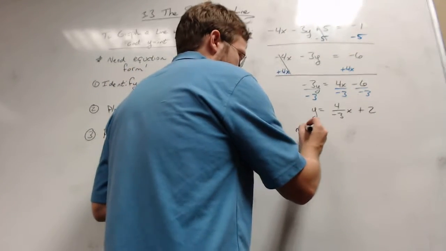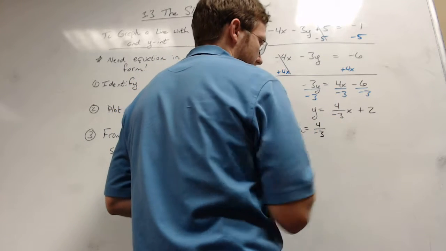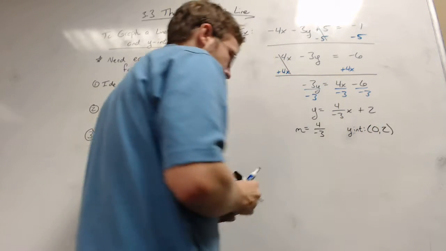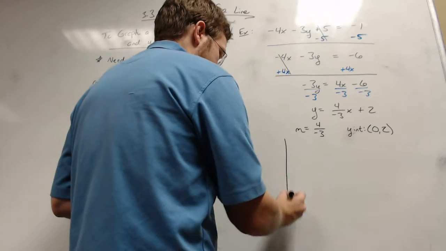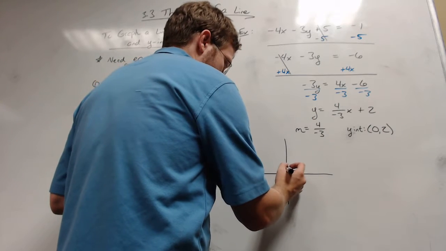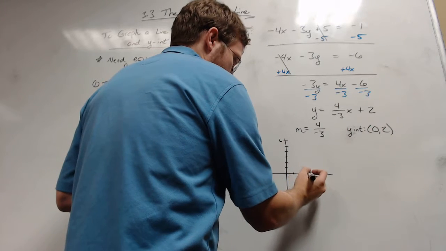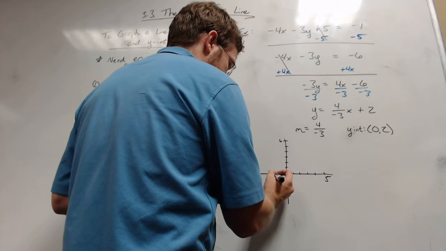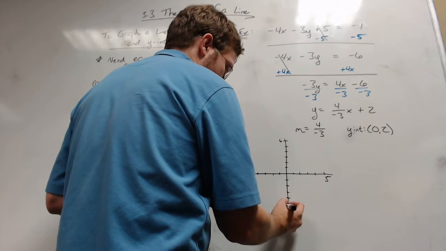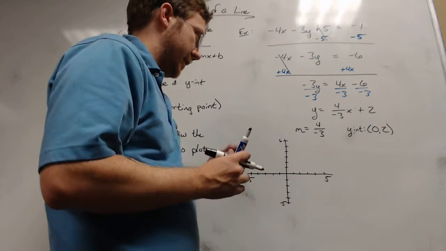Okay, I'm still going to identify what my slope and y-intercept are. They're my slope coefficient, 4 over negative 3. Y-intercept, 0, 2. All right, so 1, 2, 3, 4, 5, 6. All right, so I only put this up to 6 because you'll see in a second, we're going to need to go up that high.